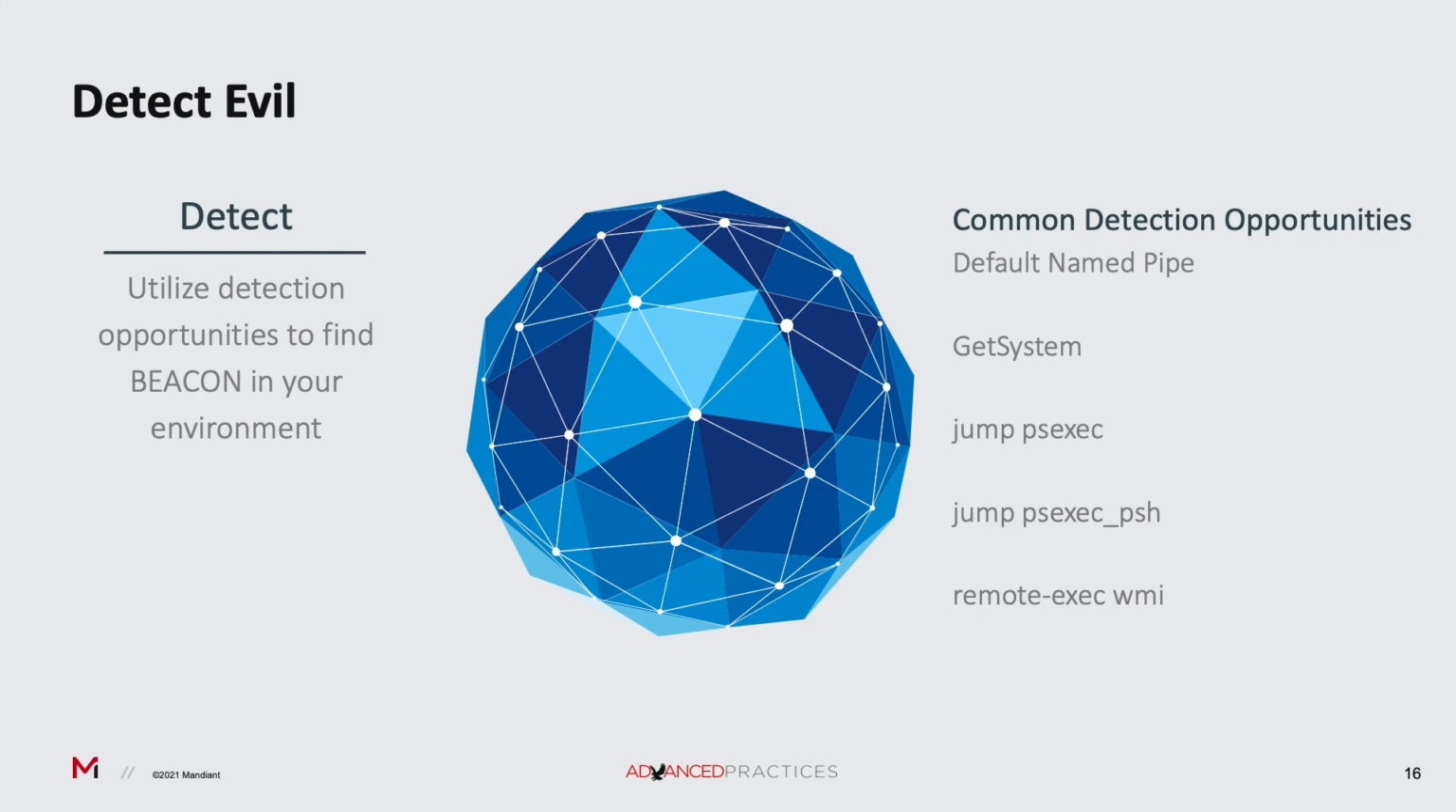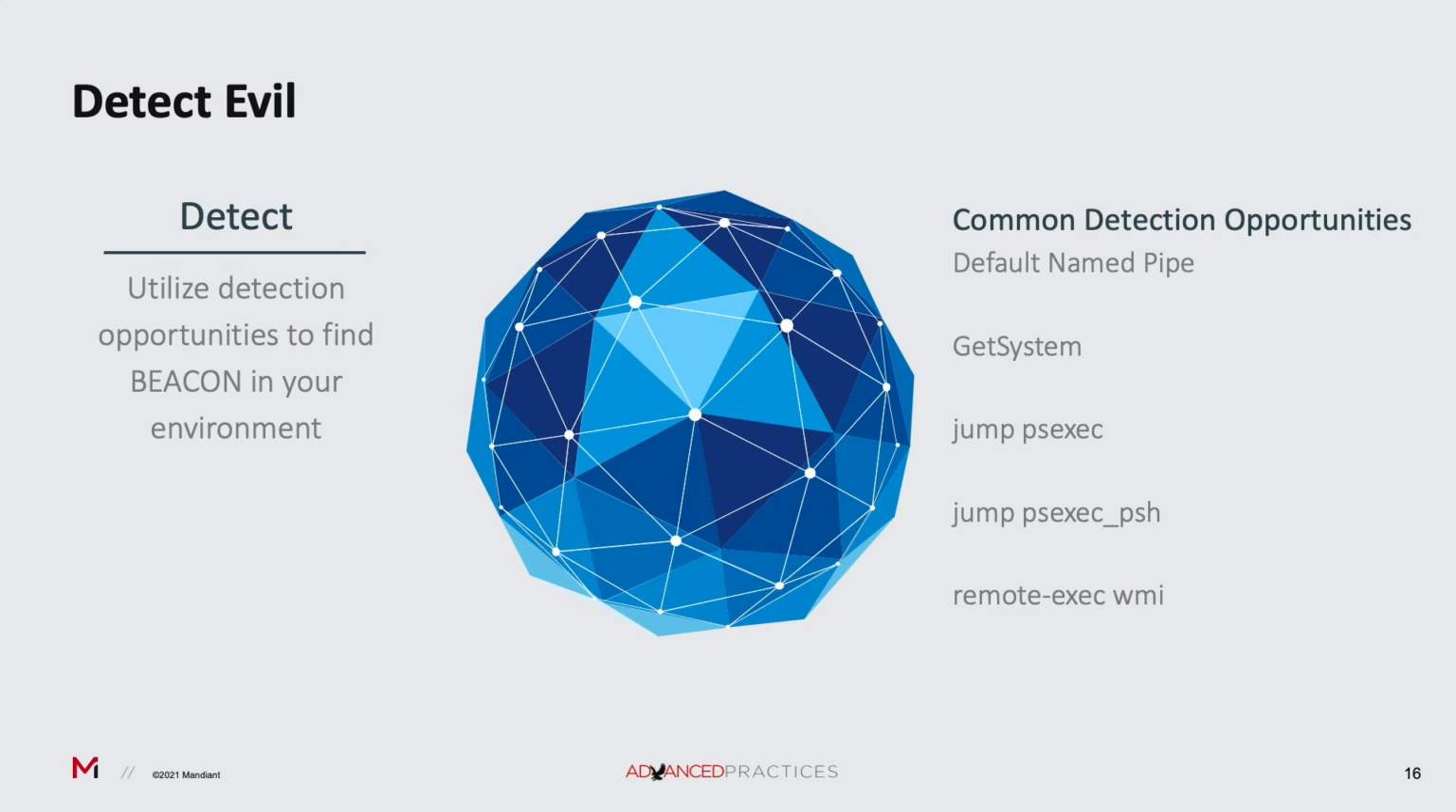So from my perspective, I try to narrow it down to some of the common detection opportunities. There are things that Beacon does by default that are pretty signaturable. One quick note: that YARA rule, all of that I'll share at the end of this talk, so don't worry about taking pictures. The default named pipe is one. There is a default named pipe that is used by Beacon, so that's one potential detection opportunity.